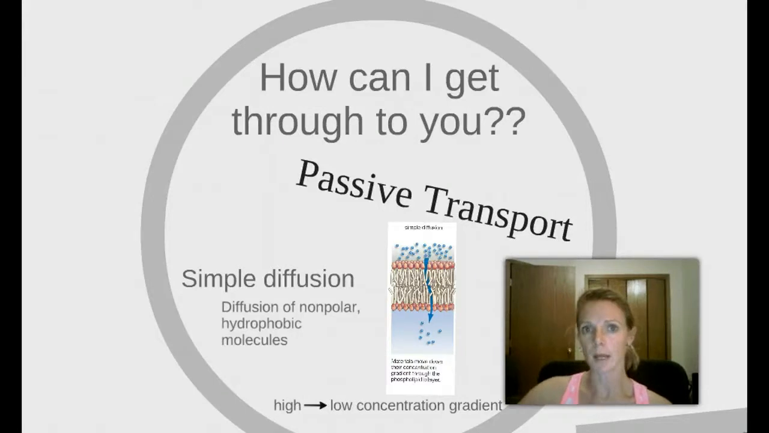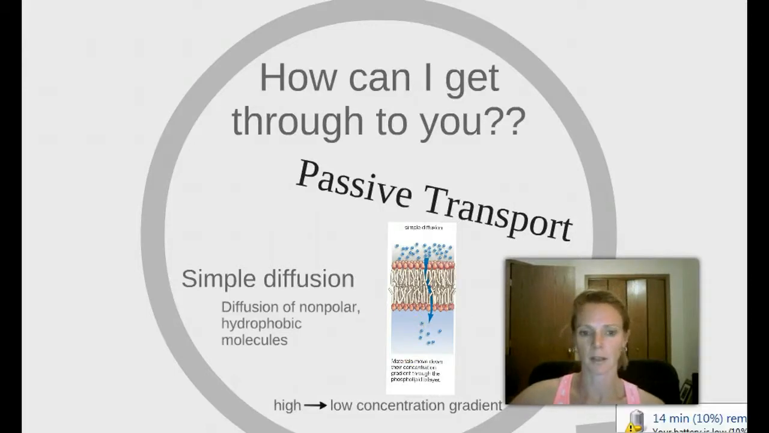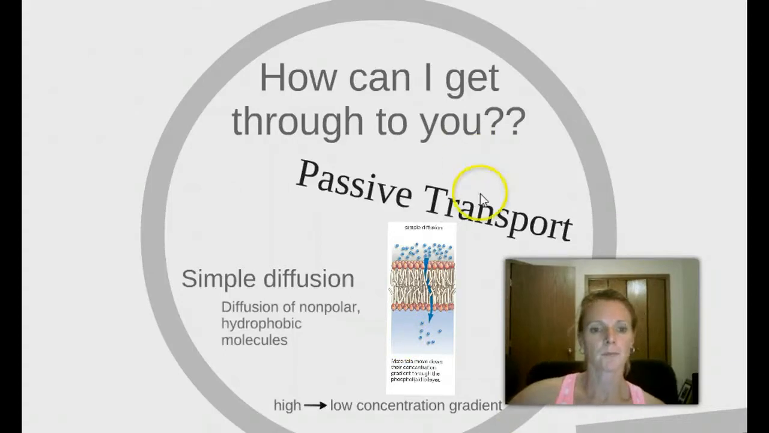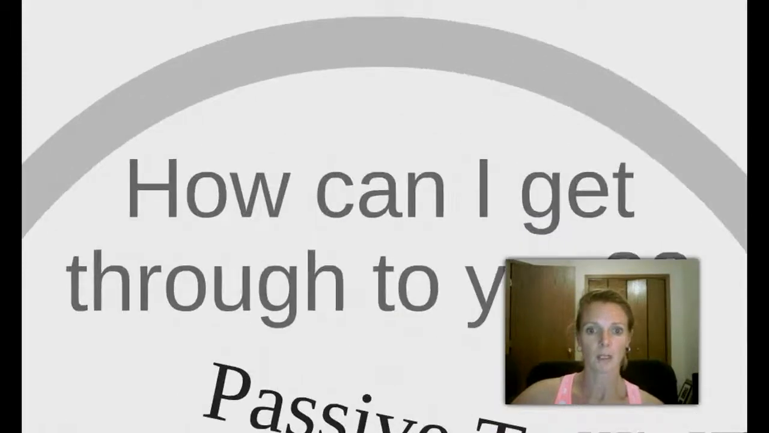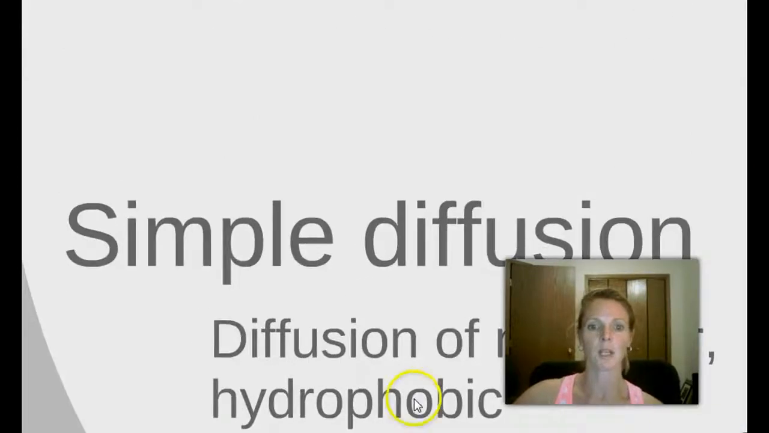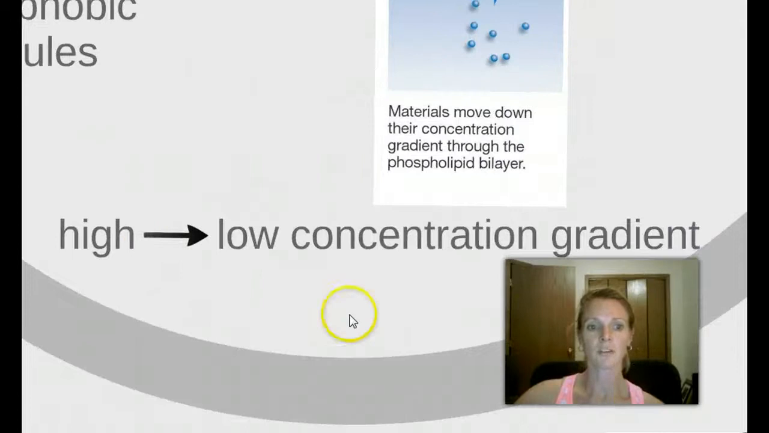Well, another way that we get things through the cell membrane is something called passive transport. Sorry, I don't know what I'm thinking about. I've got to plug in my computer. So basically passive transport, simple diffusion, is exactly what we talked about. Let's give some more examples of that. Simple diffusion is basically diffusion of nonpolar and hydrophobic molecules from high concentration to a lower concentration gradient.